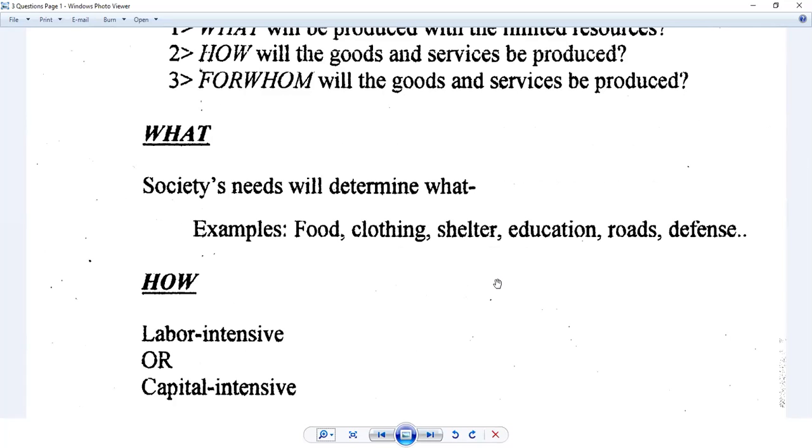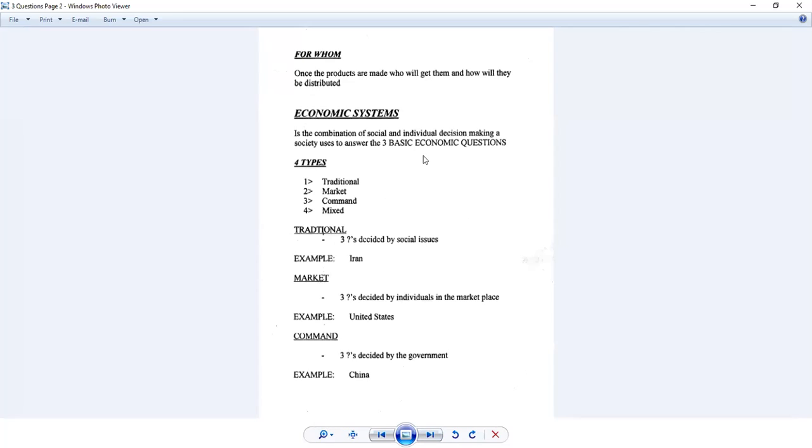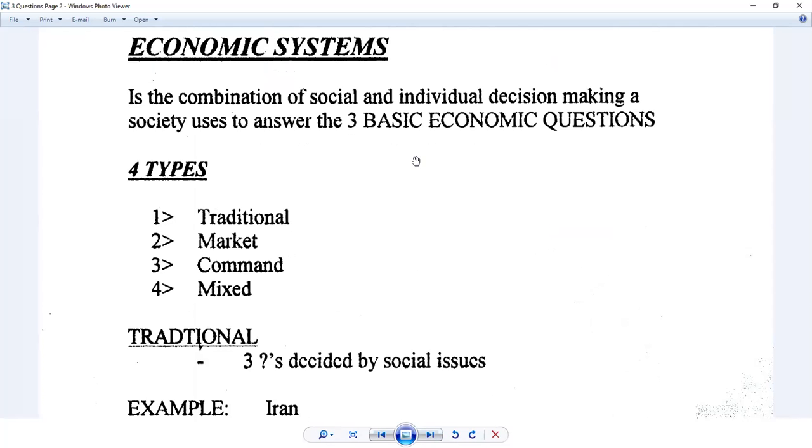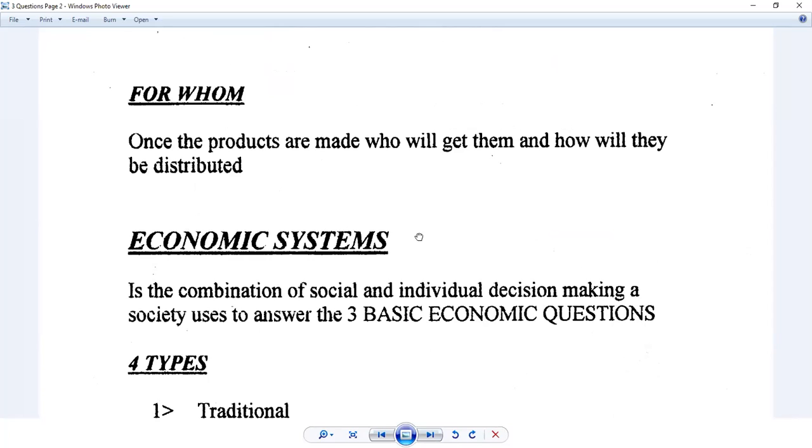So what is determining what we are going to make? What goods and services are we going to make? Is it going to be labor intensive or capital intensive? And then when you look at for whom, once the products are made, who's going to get them and how will they be distributed? So that's all an economic system is.